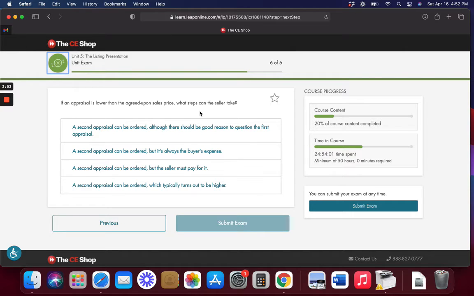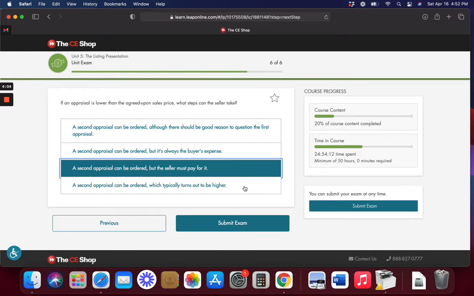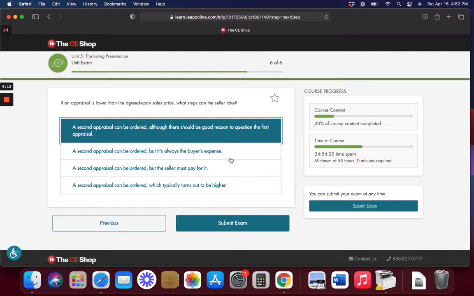If an appraisal is lower than the agreed upon sales price, what steps can the seller take? A second appraisal can be ordered.